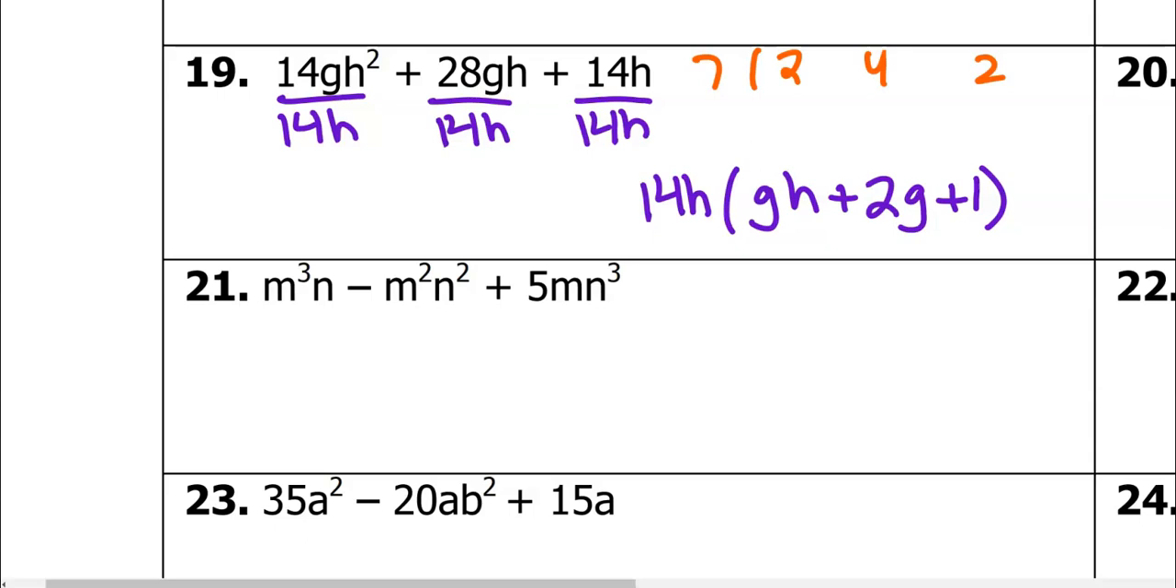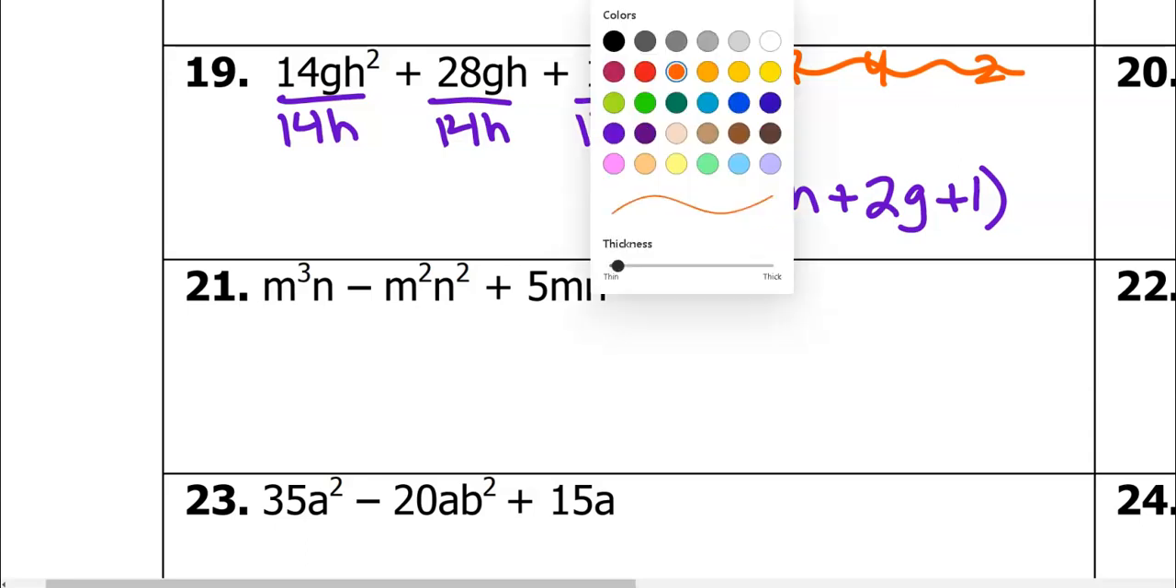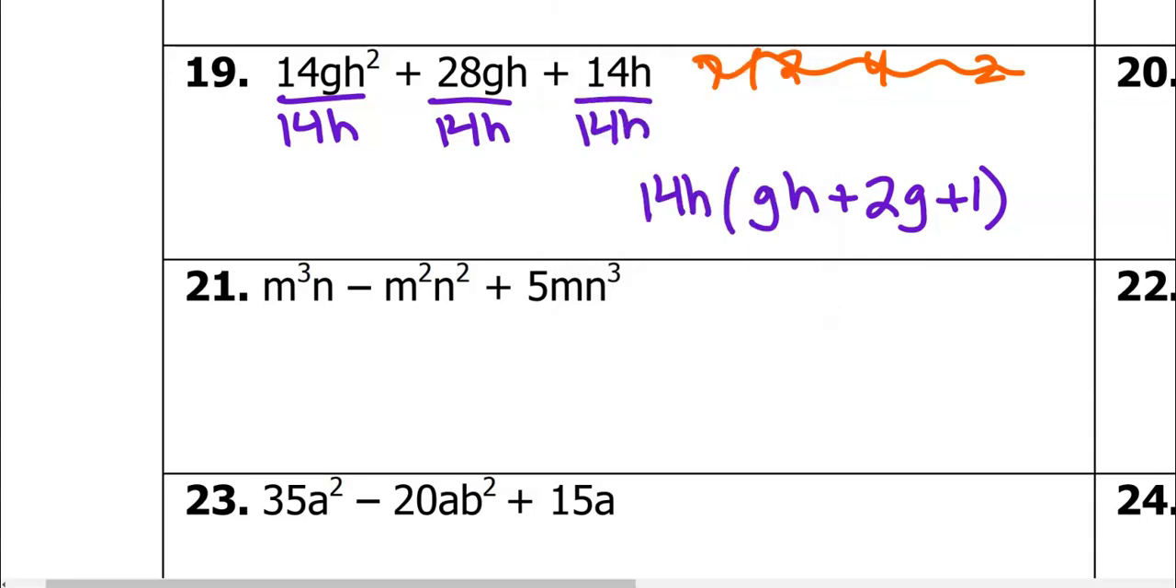Yes, you do need the one on the end. Good question. So, they all have an H, right? So the H got divided out. 14 divided by 14, that's going to cancel. Okay, that's gone. If you wanted to put a 1 right here, you could. The G didn't get messed with. H squared divided by H, I have an H left over. My middle term, 28 divided by 14 is 2.